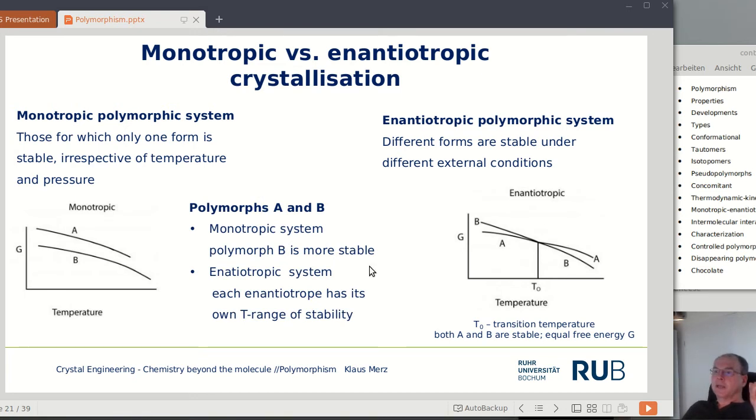Well, once again, in an anisotropic system, each anisotrope has its own temperature range of stability. So if your task is to obtain crystals or polymorphs, one of the first steps is looking at the temperature stability, so the stability of a polymorph depending on the temperature, to decide if you have an enantiotropic system or a monotropic system. And this is important for the next experiments, your investigations.